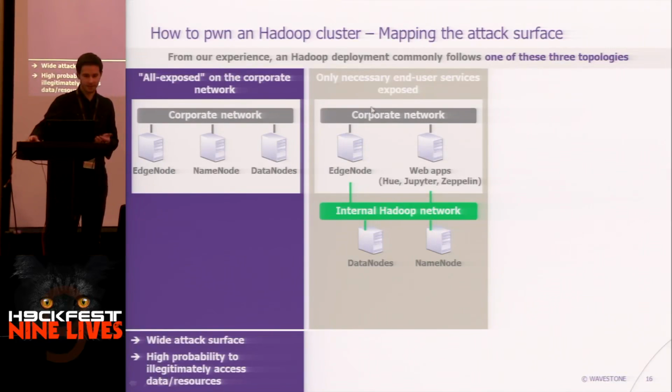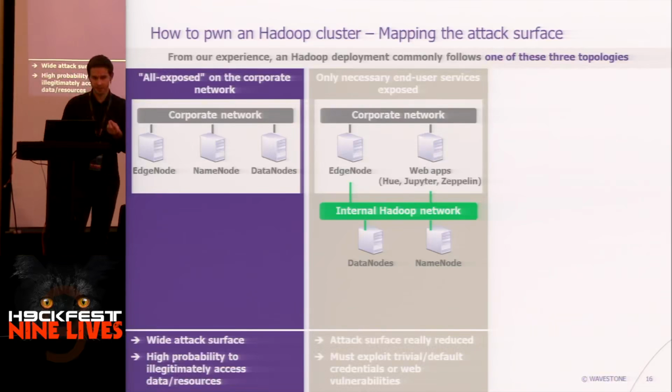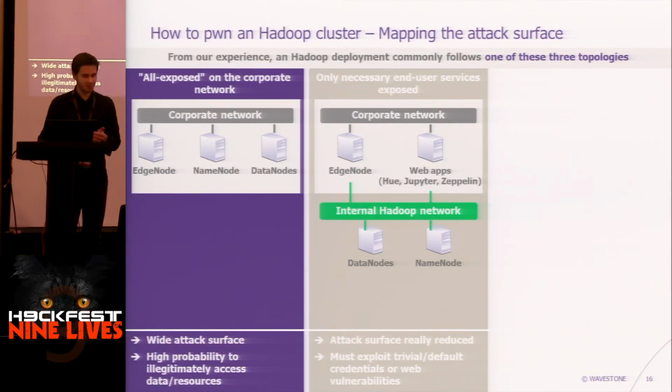So here, the network exposition is better. Just necessary stuff is exposed. You don't have data nodes and name nodes directly on the corporate network. So the attack surface is really reduced, and you must exploit some trivial or default credentials or web vulnerabilities, or I guess some outdated stuff on the EdgeNode, which can be a plain Linux or Windows server. So it is better for security.